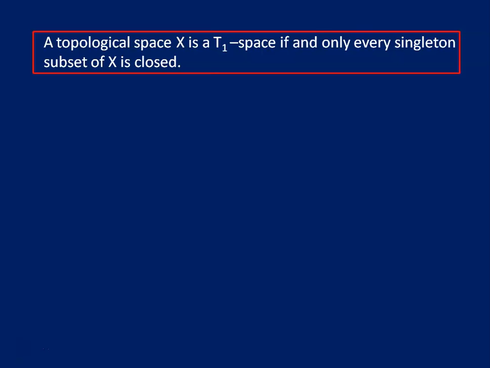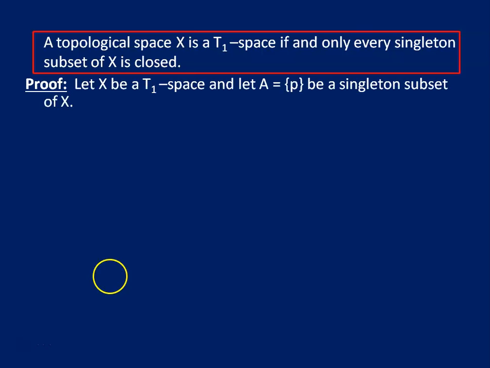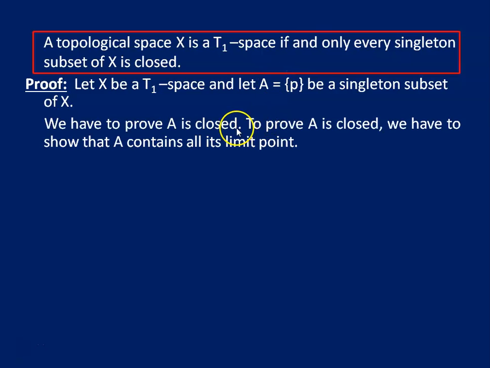Here we have a statement: a topological space X is a T1 space if and only if every singleton subset of X is closed. Let us prove this. Let X be a T1 topological space and A be a singleton subset of X. Let A contain the singleton point P. Now we have to show that this singleton set A is a closed set. So we have to prove A is closed. To prove A is closed, we have to show that A contains all its limit points.